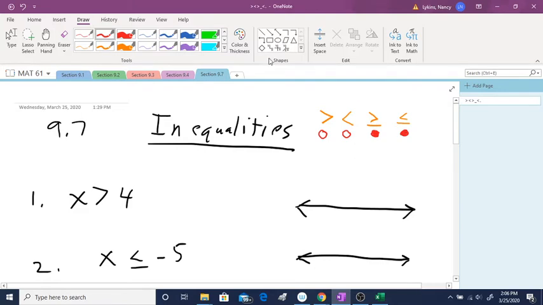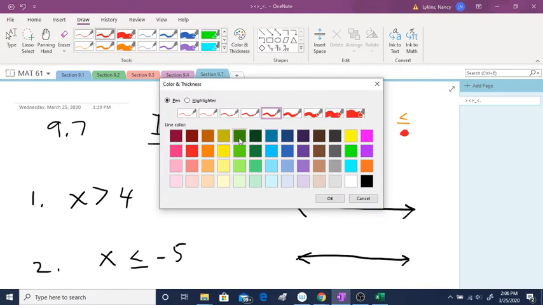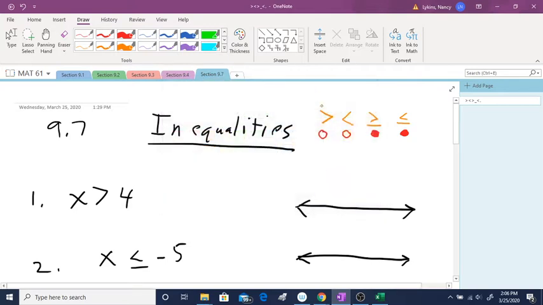Now, also you may see, and I'm going to put this on the top of the inequalities, it written using parentheses for the greater than or less than, and brackets for the ones with the greater than or equal to, less than or equal to.